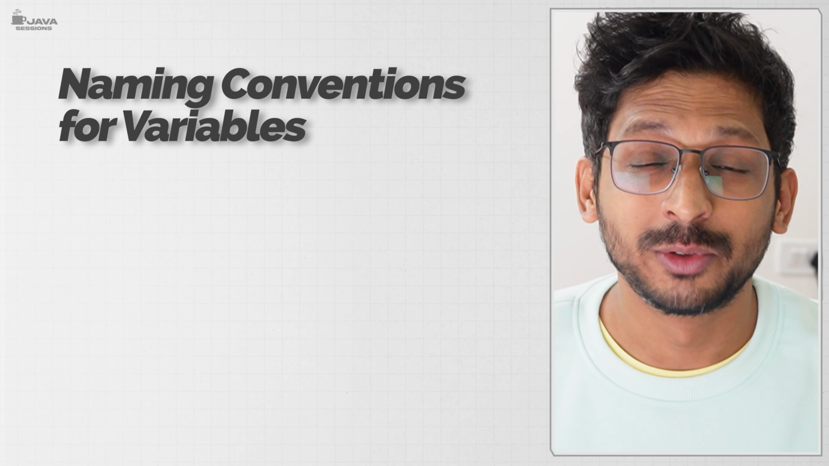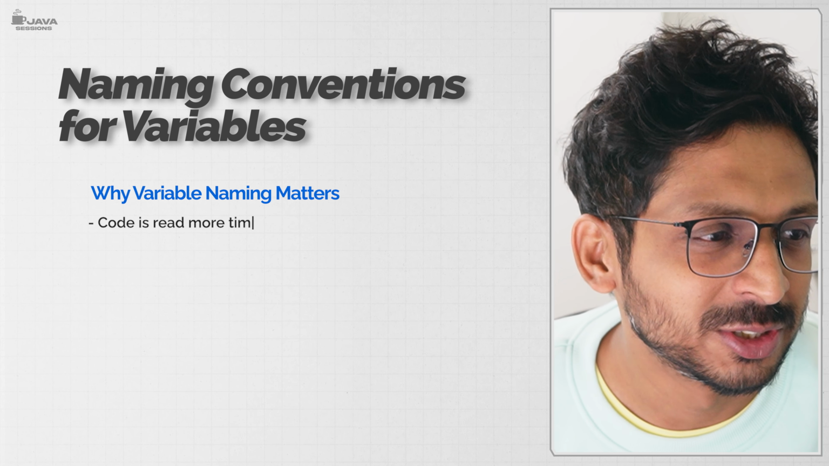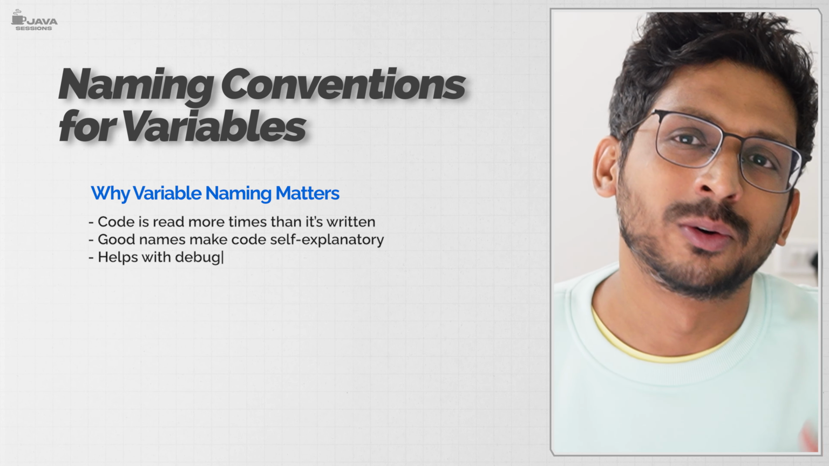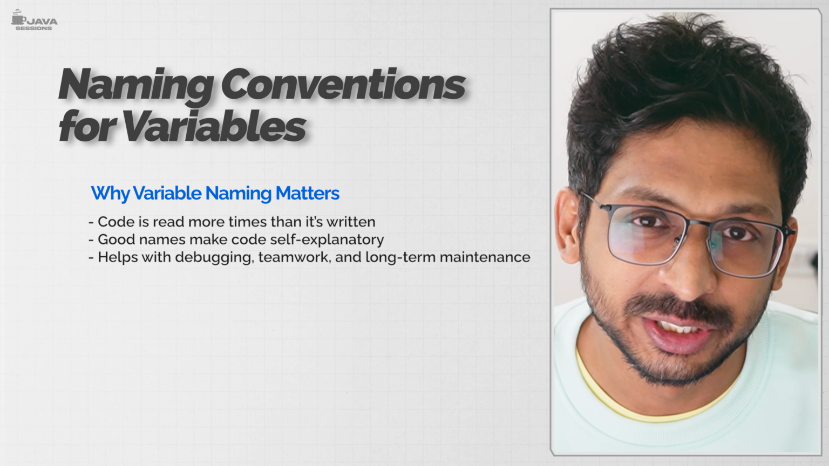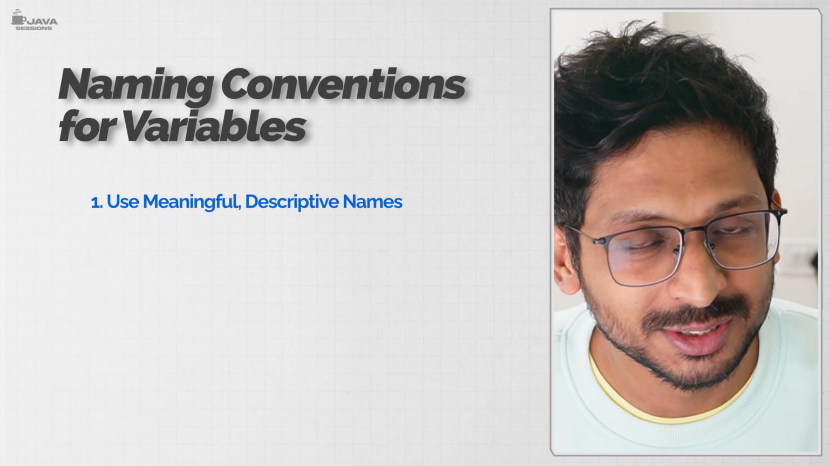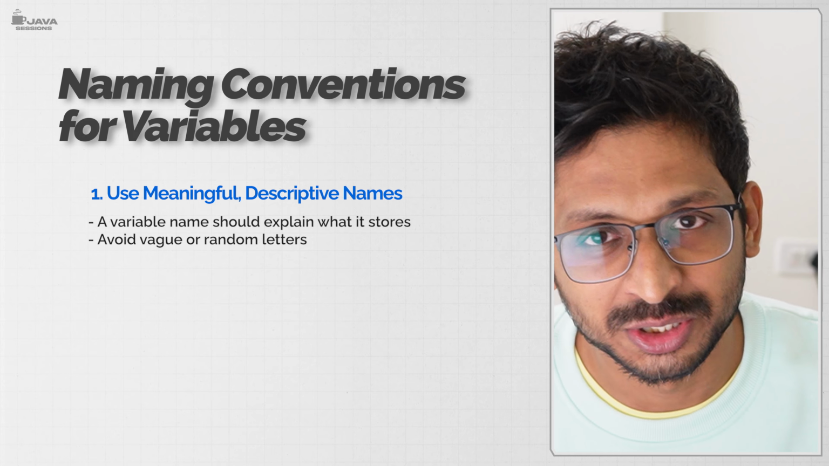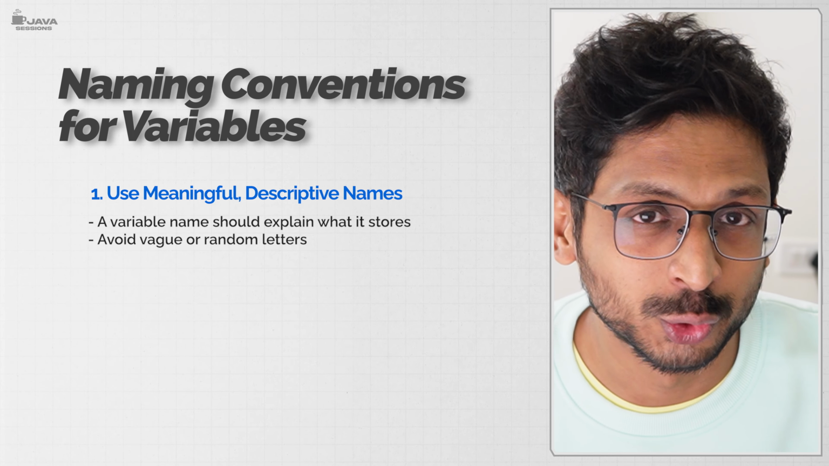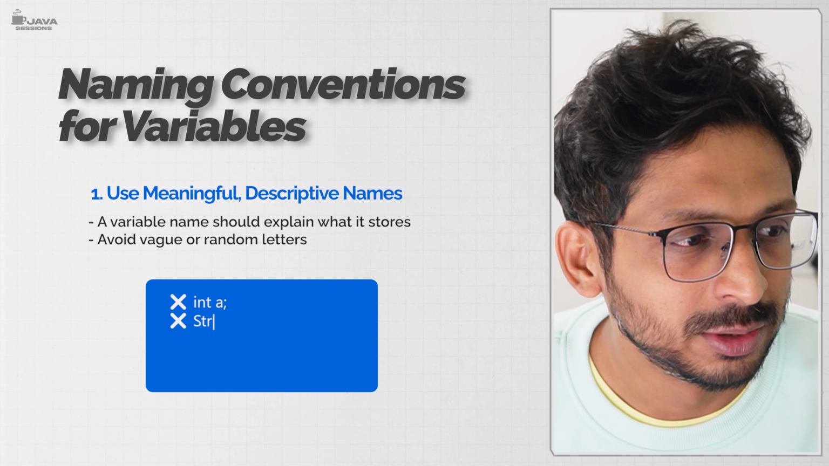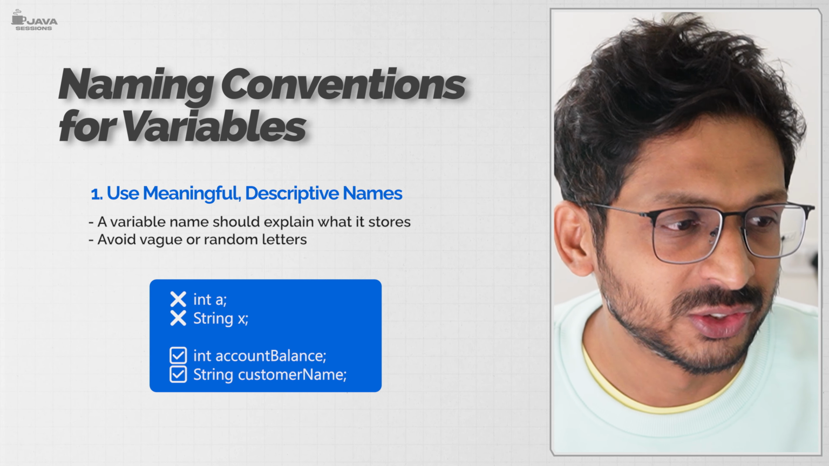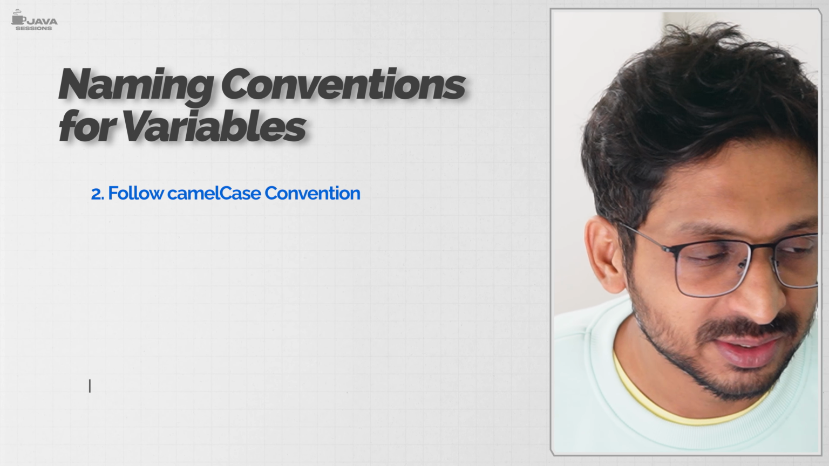Let's quickly go through some of the naming conventions for variables, because this is very important. Because variable names are not just for the compiler, they are for us as programmers. Good names make the code much easier to read, debug, and understand. First is use meaningful and descriptive names for your variable. A good name always tells what that variable is supposed to do, or what kind of value that variable is supposed to hold. For example, you can create a variable int accountBalance or customerName rather than int a or int x. Second is to follow the camel case naming convention.